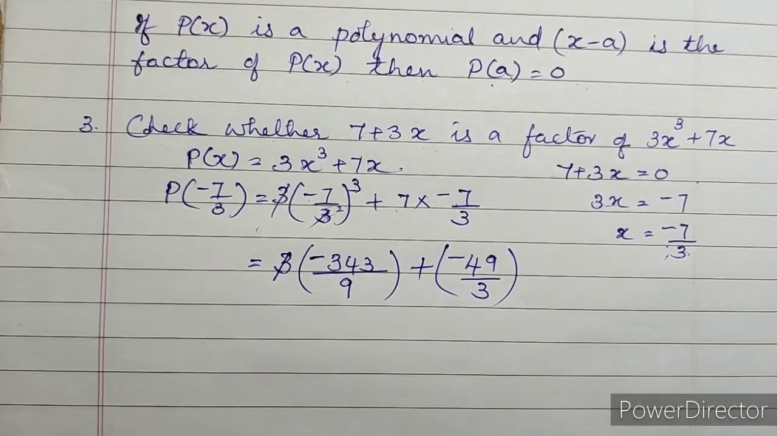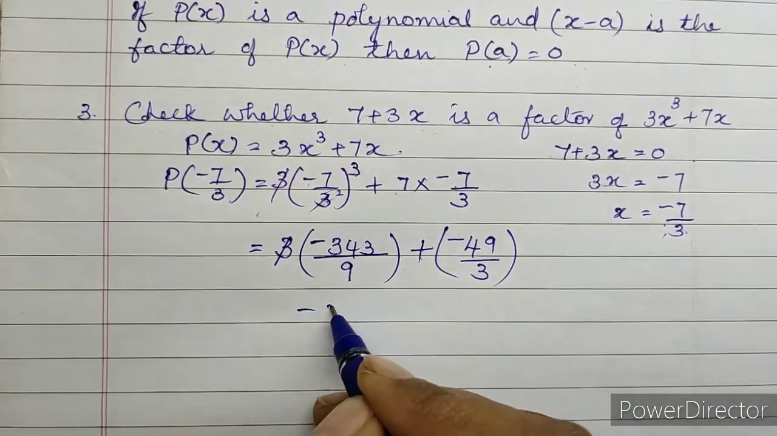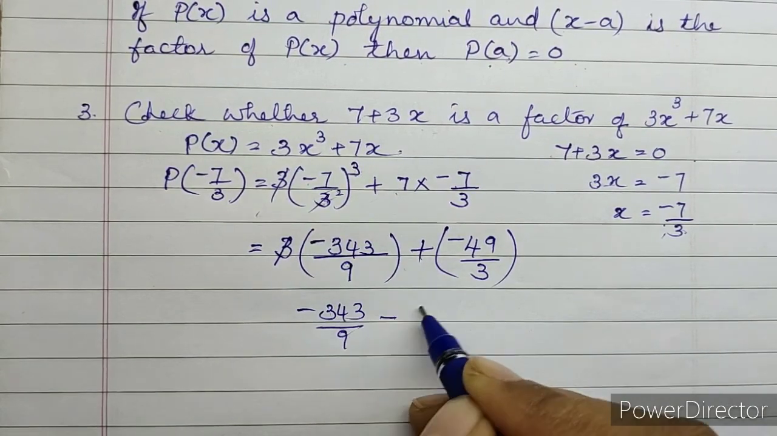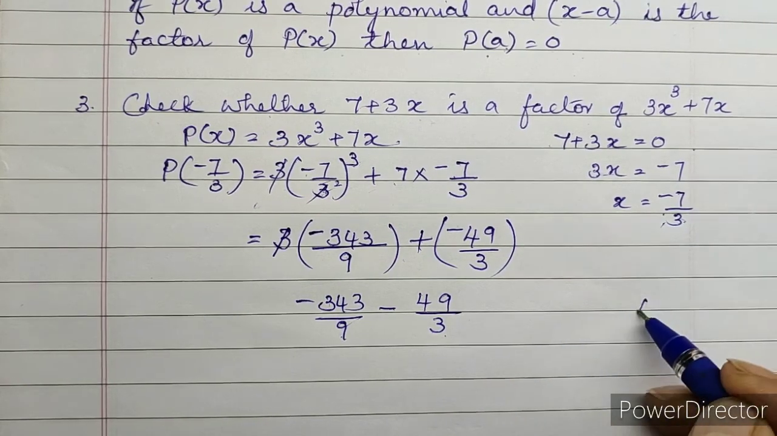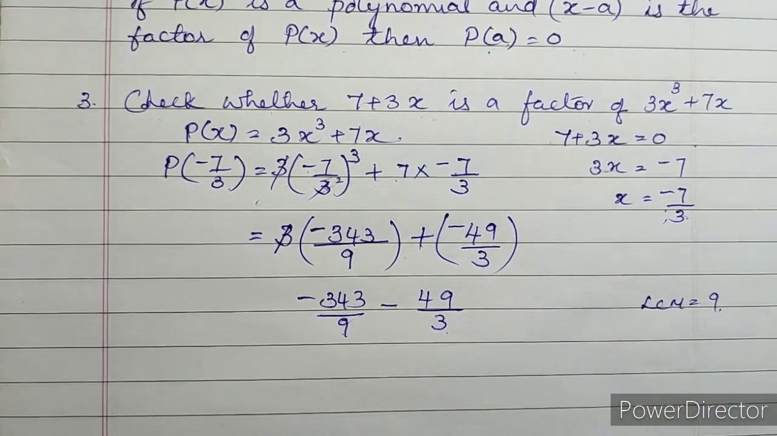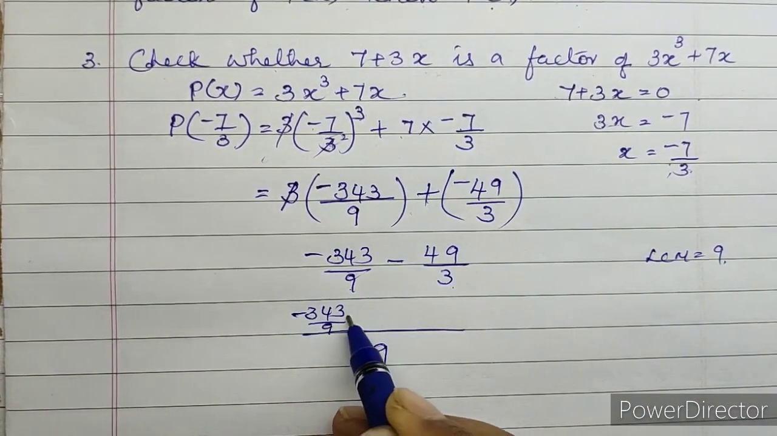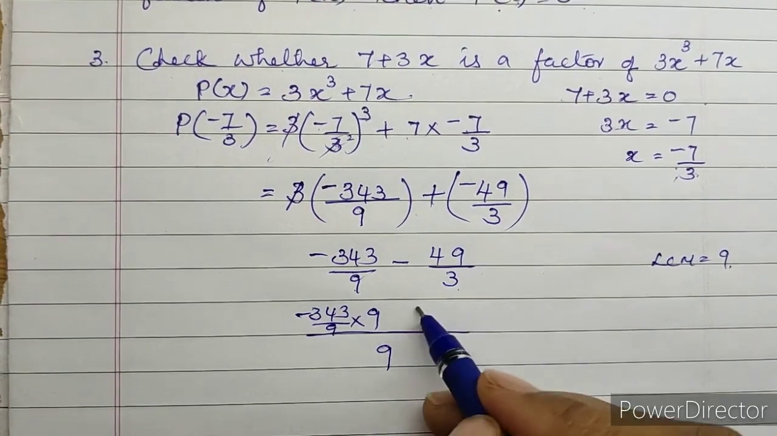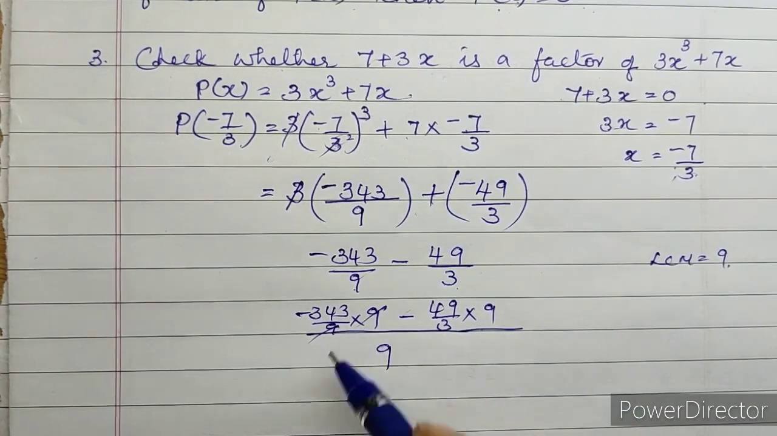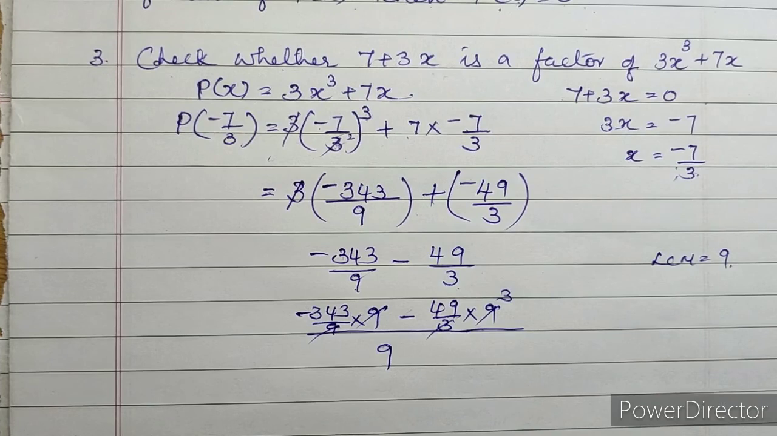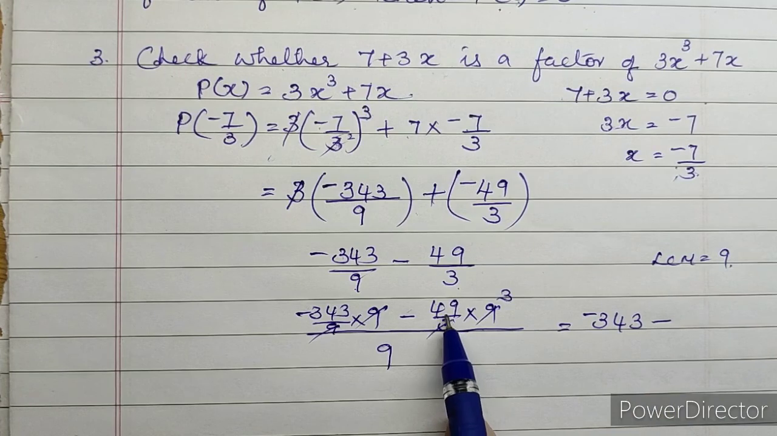So negative 343 by 9 minus, plus and minus means minus, you can write: minus 343 by 9 minus 49 by 3. Denominators 9 and 3, LCM is 9 itself. So LCM by LCM, and minus 343 by 9, each term you have to multiply by LCM, minus 49 by 3 into LCM. 9, 9 cancel, 3 nines are 3 times. So that is equal to minus negative 343 minus 49 into 3.